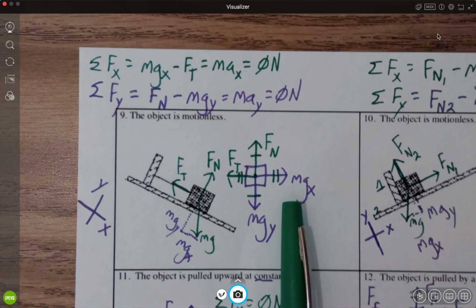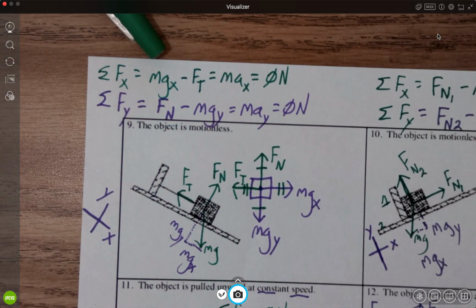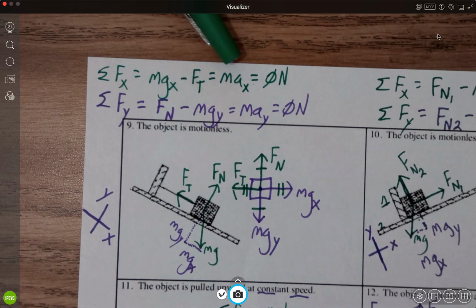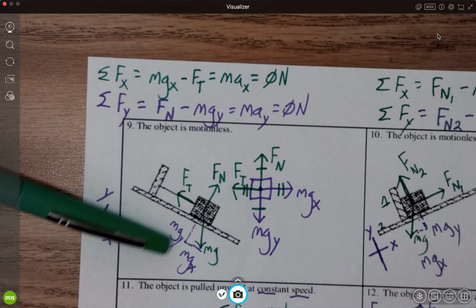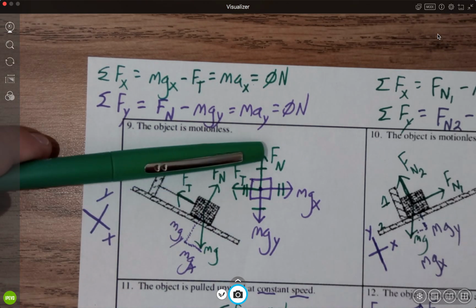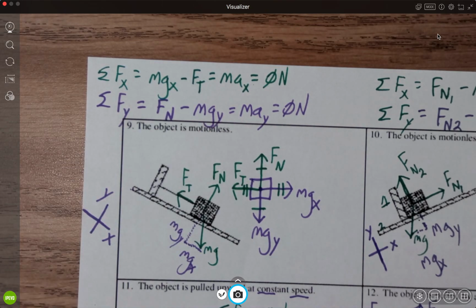So we can then get to the sum of these forces, where this mg in the x minus that tension force that does exist equals ma in the x, which is equal to 0 newtons. The sum of the forces in the y direction, that's this normal force up minus this mgy down, equals ma in the y.